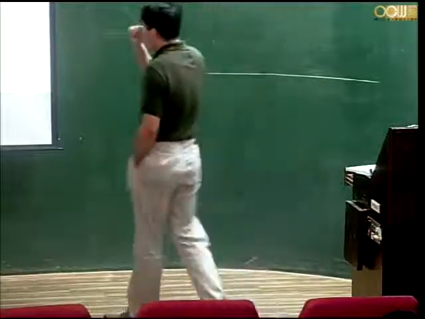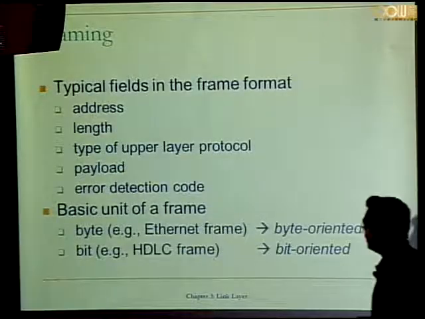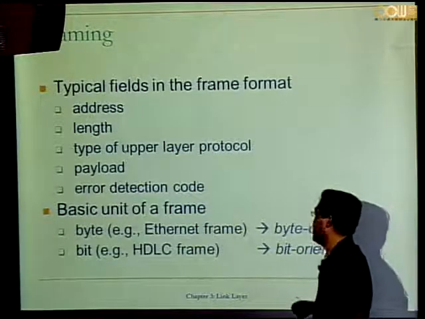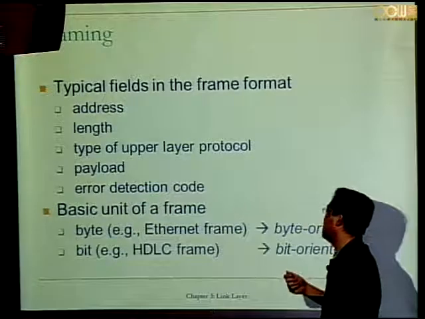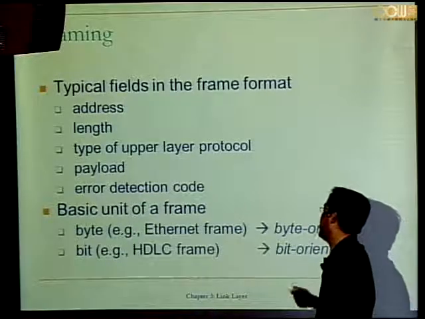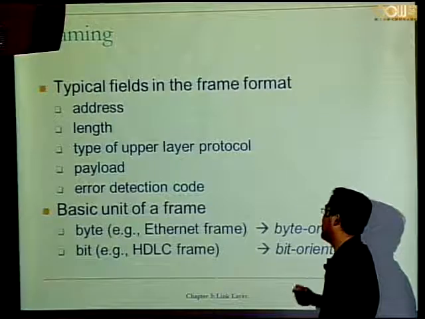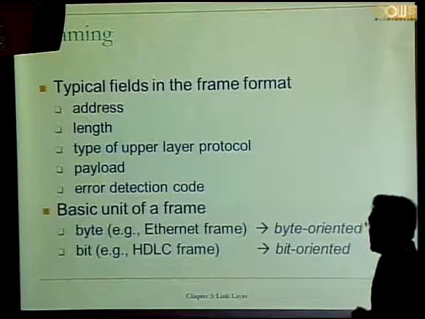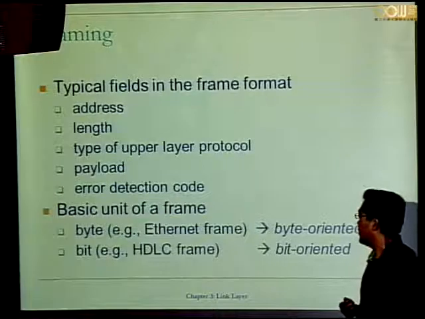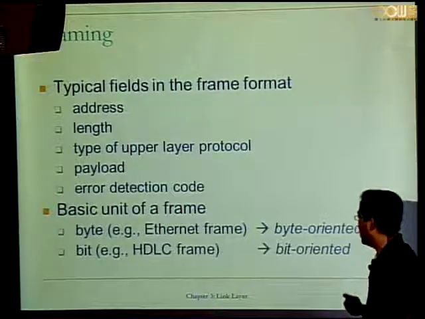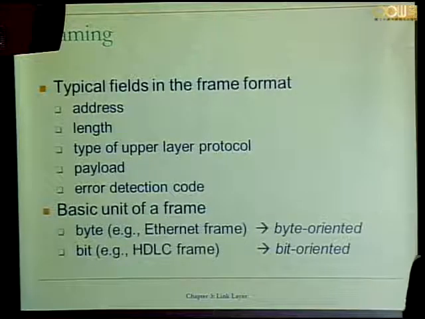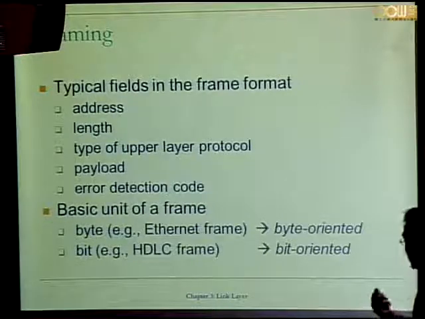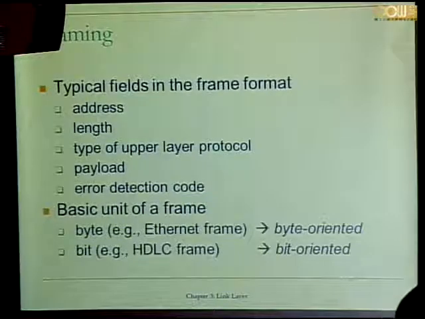Okay. And the basic unit of a frame: how do you count a frame? I mean, count the units within the frame. You can count in byte or in bit. Ethernet counts in byte, so it's called byte oriented. However, something like HDLC counts in bit, so it's bit oriented.